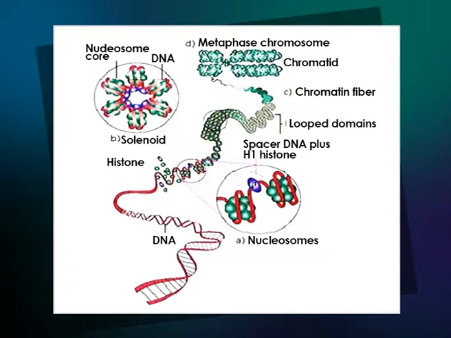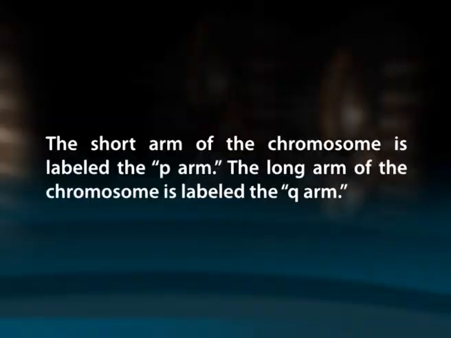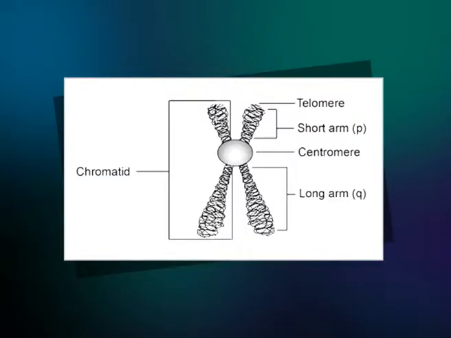Each chromosome has a constriction point called the centromere, which divides the chromosome into two sections or arms. The short arm of the chromosome is labeled the P arm. The long arm of the chromosome is labeled the Q arm. The location of the centromere on each chromosome gives the chromosome its characteristic shape and can be used to help describe the location of specific genes. The arrangement of packets of genetic information in a chromosome is as described in the image.